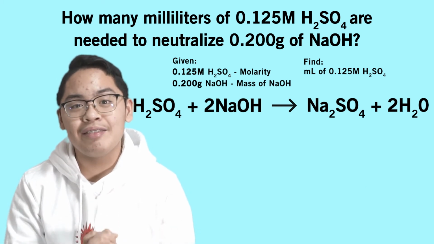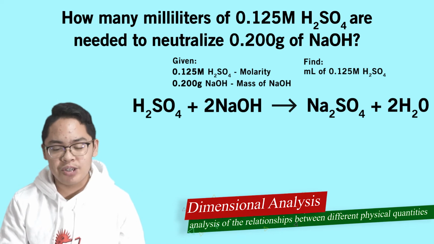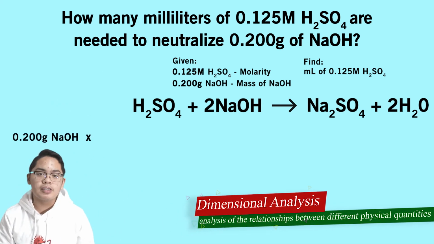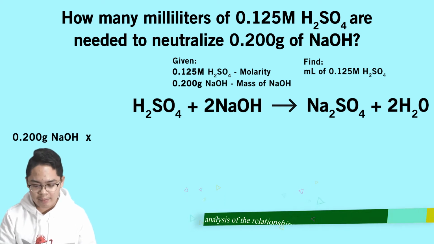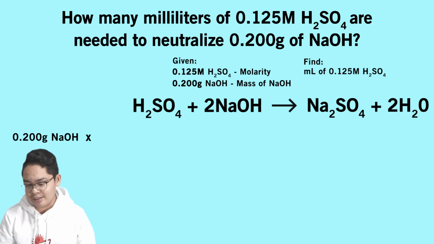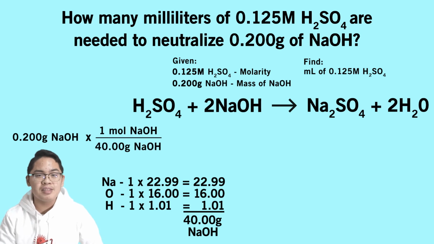So now we have dimensional analysis. So first, let's list out our conversion factors. I recommend starting off with the mass of sodium hydroxide, which is 0.200 grams. In order to start our chain of cancellations of units, which is actually the goal here in dimensional analysis, we will multiply it by the amount of grams in 1 mole of sodium hydroxide, which is 40 grams.